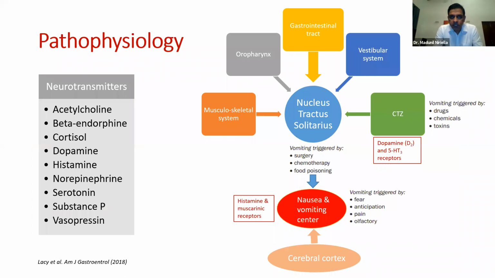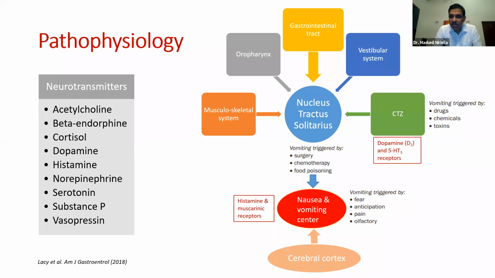Pathophysiology of chronic nausea and vomiting is complex. The central center for nausea and vomiting is located in the medulla, and it gets inputs from the cerebral cortex, and various other inputs come from the chemoreceptor trigger zone, the vestibular system, the gastrointestinal tract, the oropharynx, and the musculoskeletal system, and all these are transmitted via the nucleus tractus solitarius, again located in the medulla.